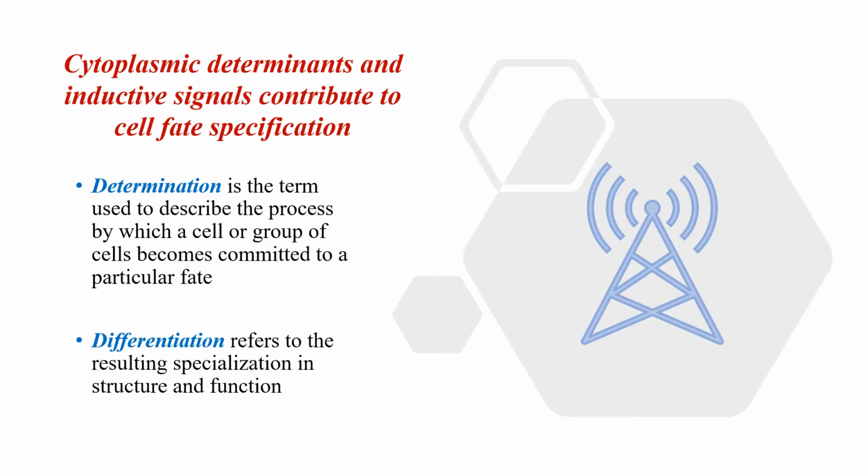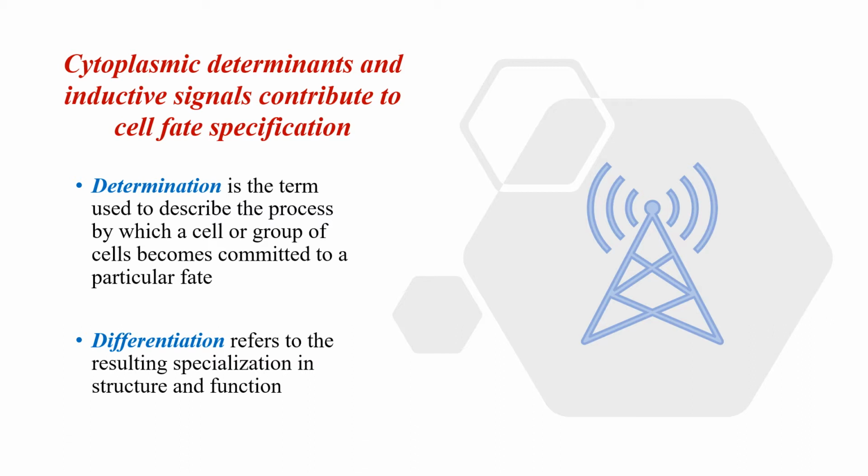Okay? So, cytoplasmic determinants and inductive signals contribute to the fate specifications. So, when you say cytoplasmic determinants, of course, these are the components of your cell wherein the organelles that lay on the cytoplasm are involved. Okay? And then next, when you say inductive signals, of course, these signals are being used for cell-to-cell communication. Okay? So determination is the term used to describe the process by which a cell or a group of cells become committed to a particular fate. So for example, if that cell is for the head, of course, that would be the determining type of cells that should be present in the side of the head.